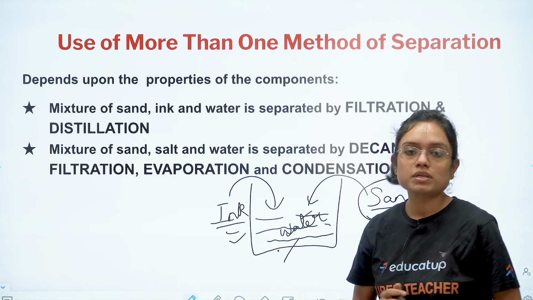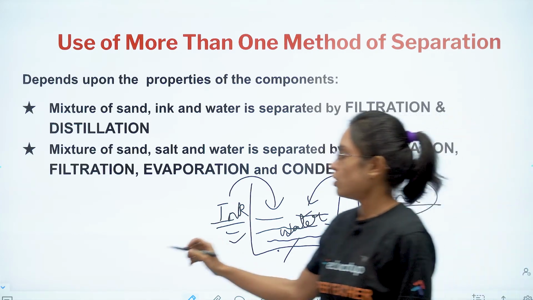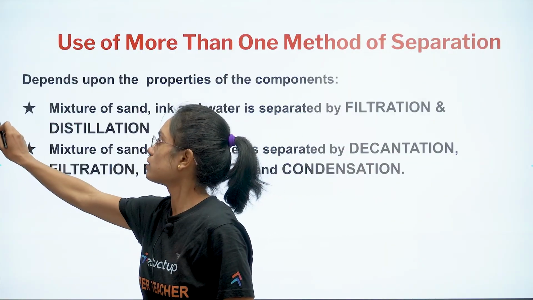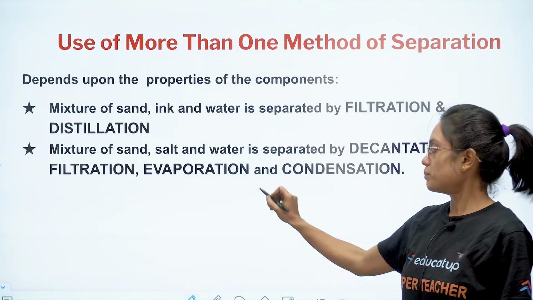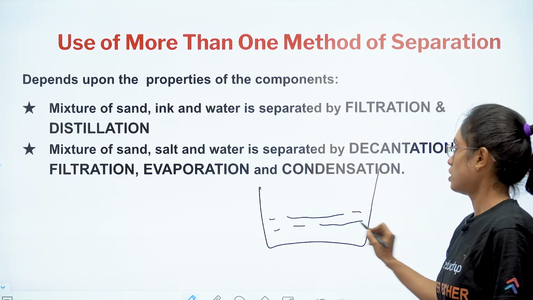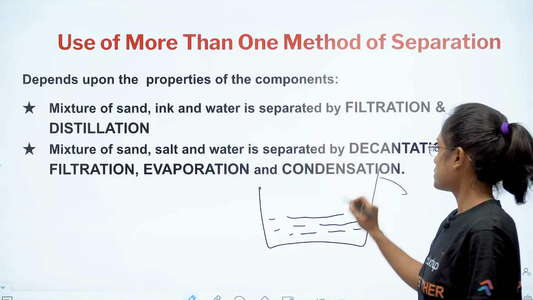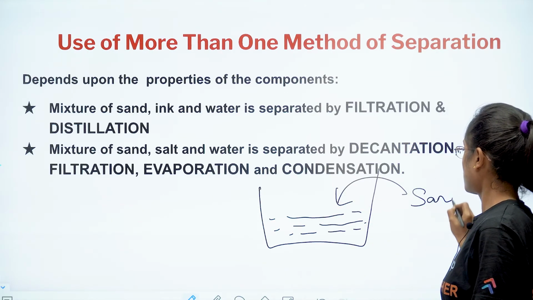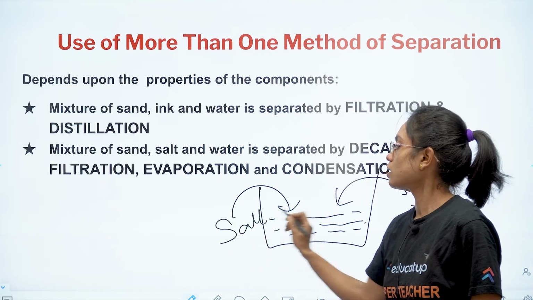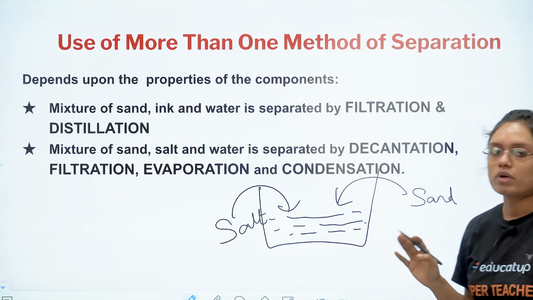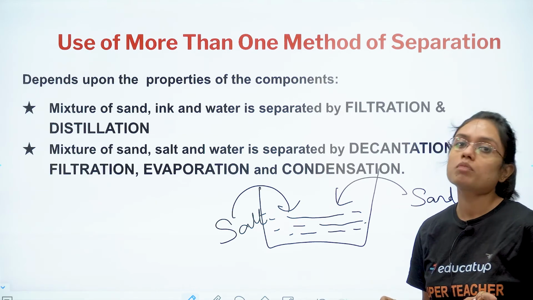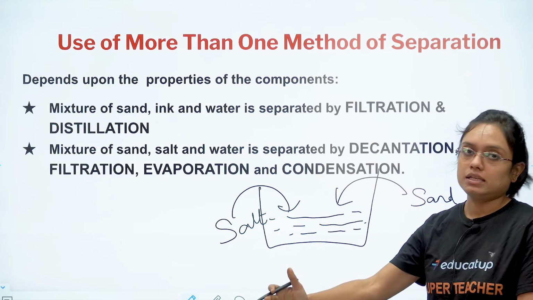Now the next is if you have a mixture of sand, salt and water. Okay. For example, you have again taken a beaker in which you have water. Then you have put in some sand and you have added some salt. So your mixture is ready. You have sand, salt and water. Now you have to again separate all the three components of the mixture, and you need them separately. So how will you do it?